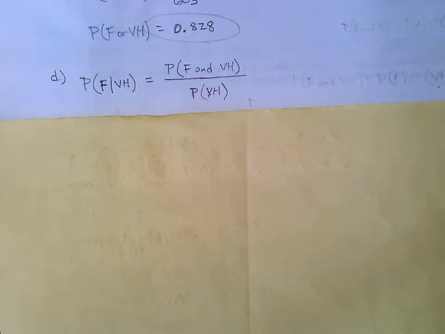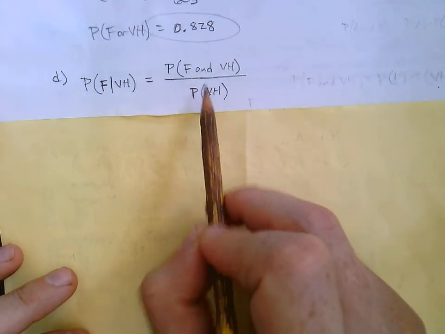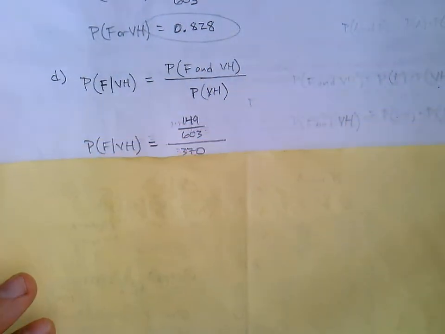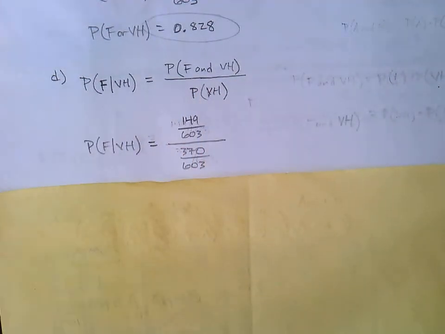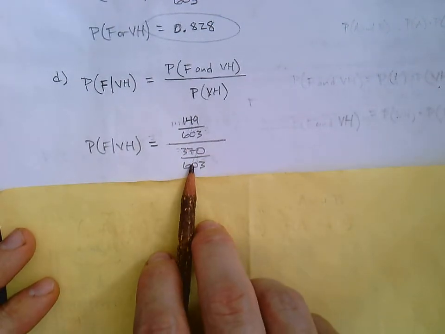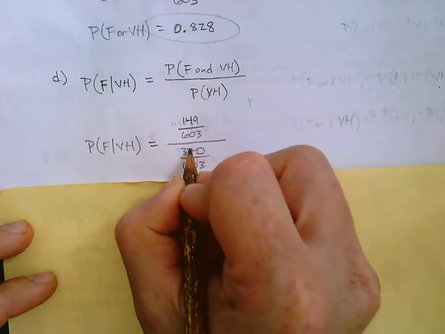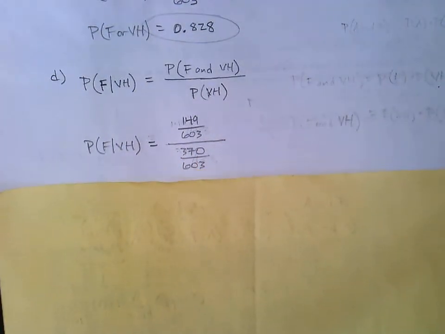So from here, well, actually, we know both of these numbers from some previous problems, so that's really nice. The female and very happy was 149 over 603. The probability of being very happy was 370 out of 603. And so we've got fractions within a larger fraction here. Now, you may remember what to do with fractions in this situation. You may not, so I'll walk through it.